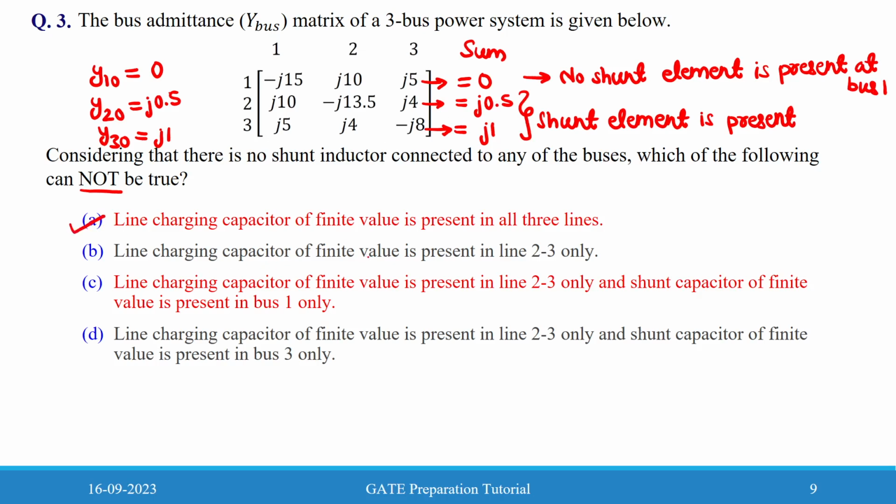Line charging capacitor of finite value is present in lines 2 and 3 only. Yes, it is present in 2 and 3. We will see this. And line charging capacitor will be present in 2 and 3, and shunt capacitor of finite value will be present in bus 3 only. We will see further. So now we will make the diagram for this from the Y bus matrix.